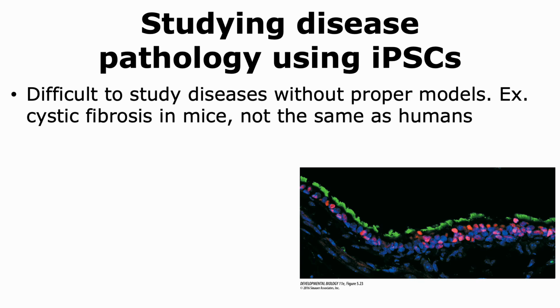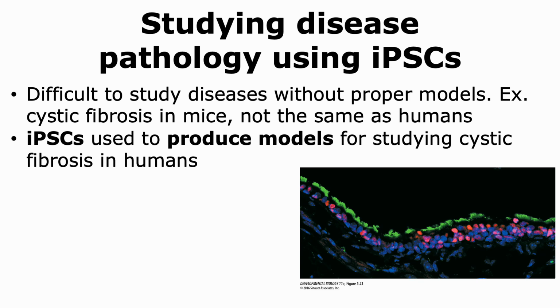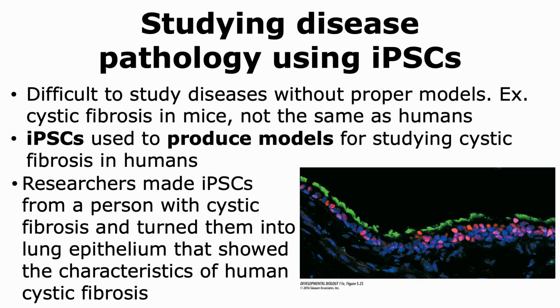So now researchers are trying to use induced pluripotent stem cells to produce models for studying cystic fibrosis in humans. For example, researchers made induced pluripotent stem cells from a person who has cystic fibrosis and then induced those stem cells to become lung epithelium, which is what is shown in the figure. These lung epithelial cells showed the characteristics of human cystic fibrosis. And thus, by being able to create such a model in the lab, they can now study it and try to understand the disease better.